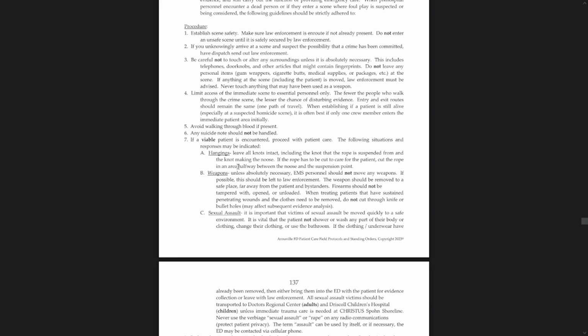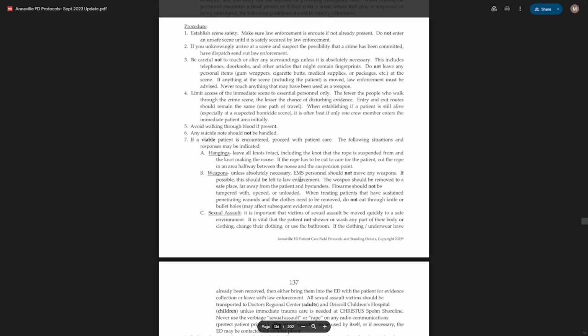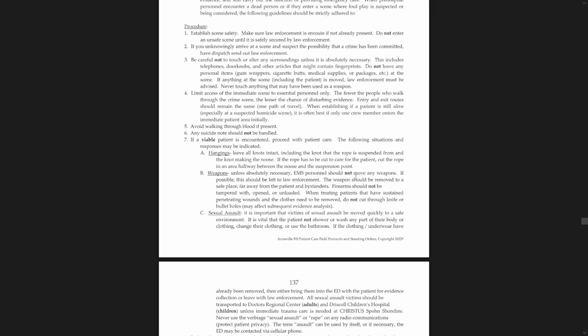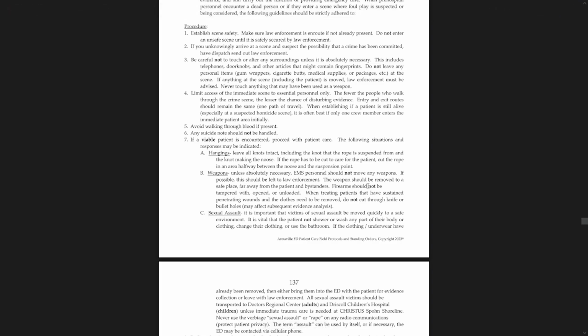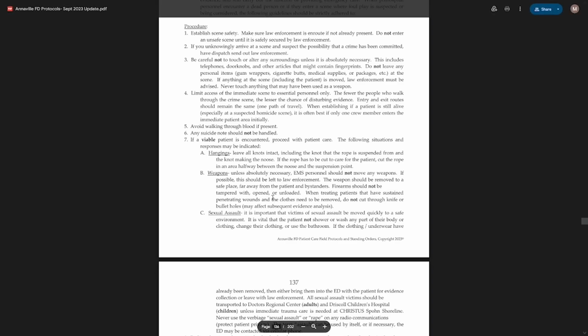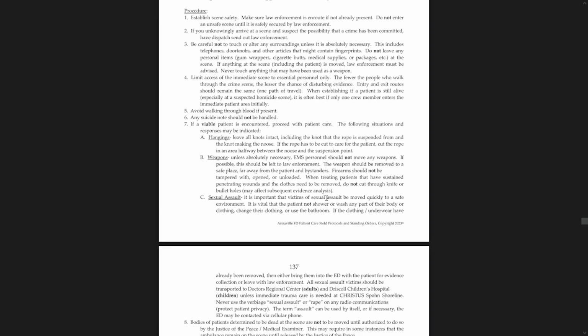For weapons, unless absolutely necessary, EMS personnel should not move any weapons if possible. This should be left to law enforcement. The weapon should be removed to a safe place far away from the patient and bystanders. Firearms should not be tampered with, opened, or unloaded. When treating patients that have sustained penetrating wounds and the clothes need to be removed, do not cut through knife or bullet holes. It may affect subsequent evidence analysis.